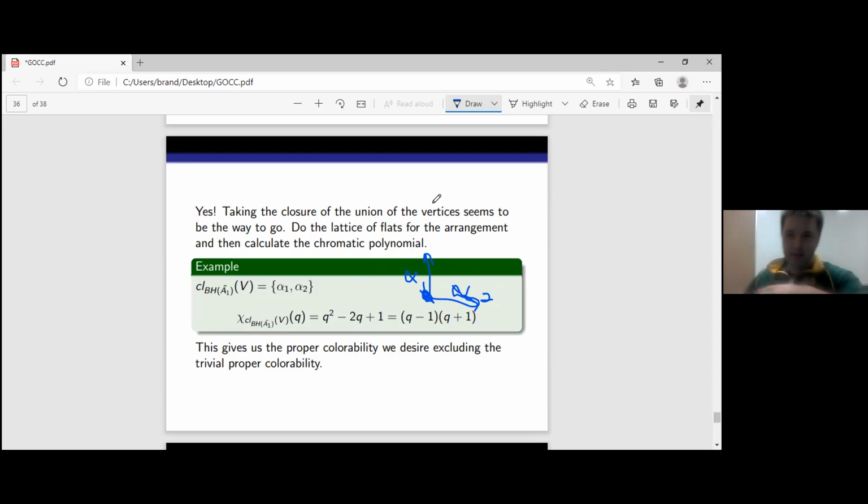Sorry about my writing, hand cramp. Let me erase this to make it more apparent. Okay, good. This is alpha 2, and doing this will give you this vector configuration. When you go through the lattice of flats, the lattice is going to look like: you've got your empty set, then 1, 2, and then 1, 2. And calculating out the chromatic polynomial of this, you're going to get the formal expression here.